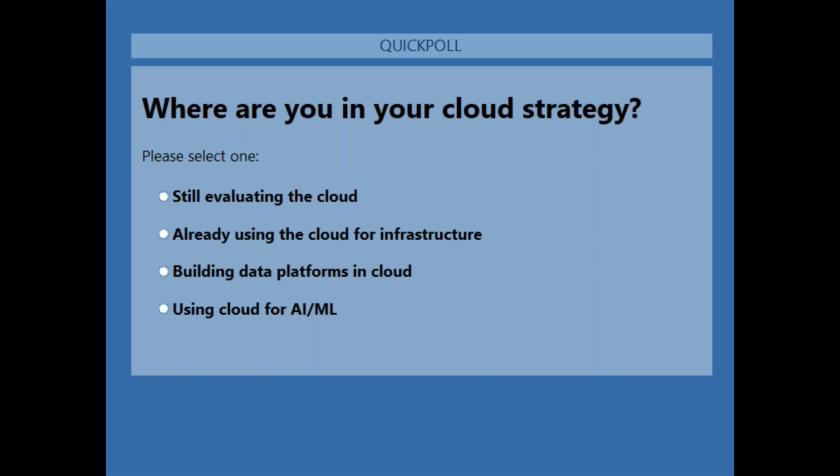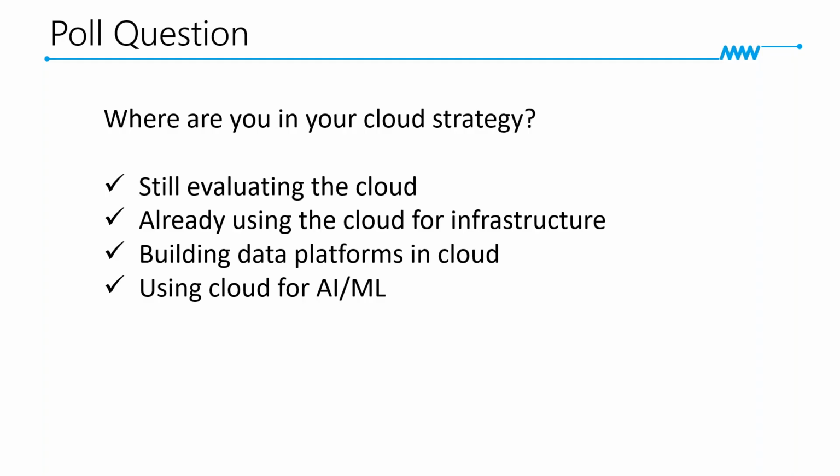All right, it looks like just about everyone has voted. And what I'm seeing is that every single person is already using the cloud for infrastructure. Okay, that's great news. It's really encouraging to hear that people are already on cloud and using it for infrastructure. So they are mostly at the right stage of leveraging cloud for data and AI kind of workloads. That's perfect. Thank you.